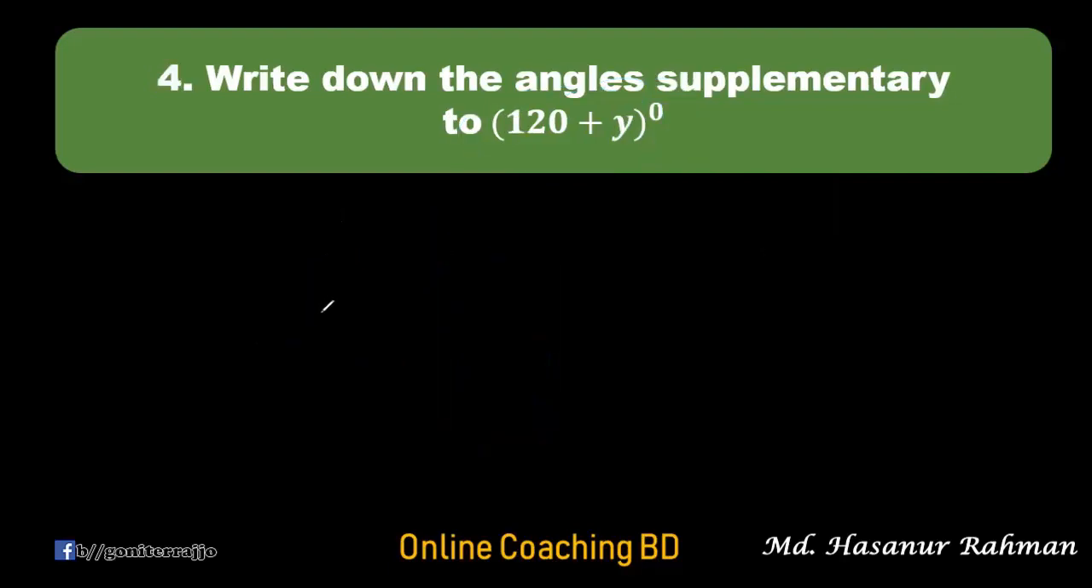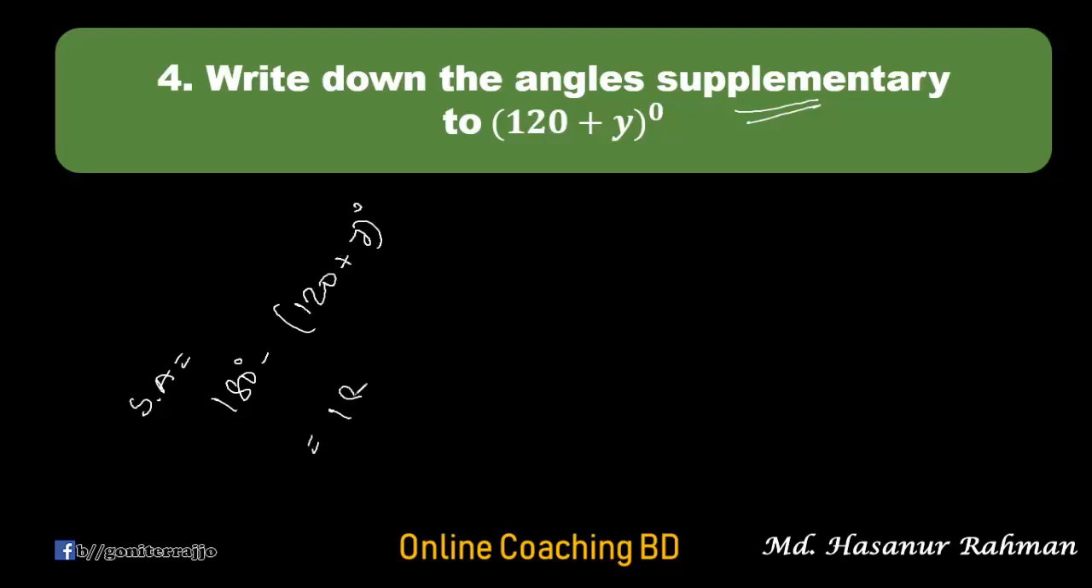Now number 4. Number 4 says write down the angle supplementary to 120 plus y degree. So what is the definition of supplementary angle? You know that the sum of two adjacent angles should be 180 degree. That means if I want to find out the supplementary angle of 120 plus y degree, we have to subtract this angle from 180 degree. Very simple. So the supplementary angle should be 180 degree minus 120 plus y degree.